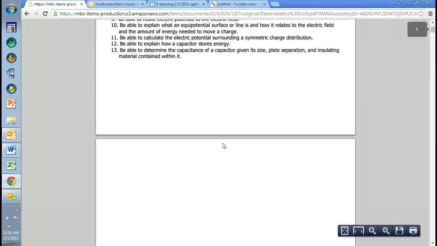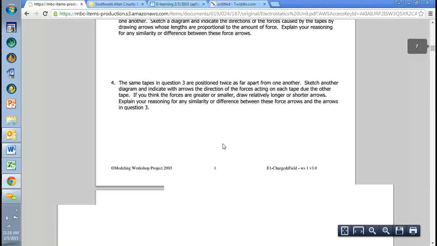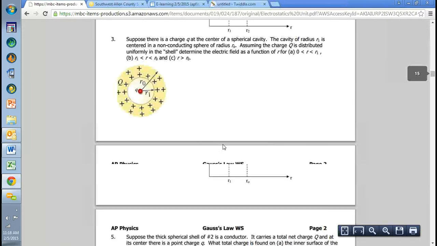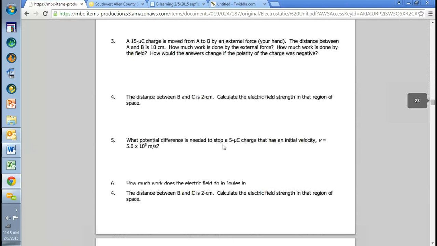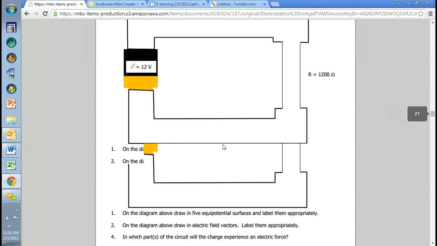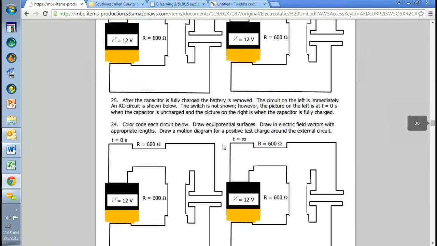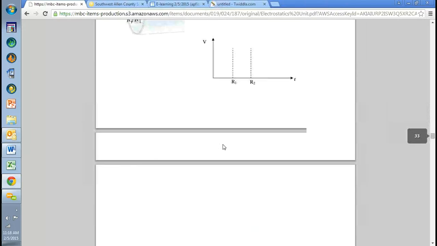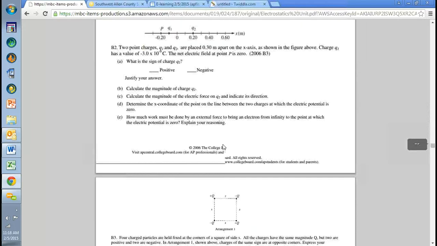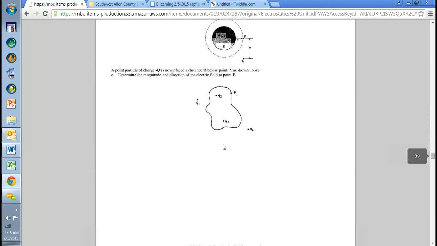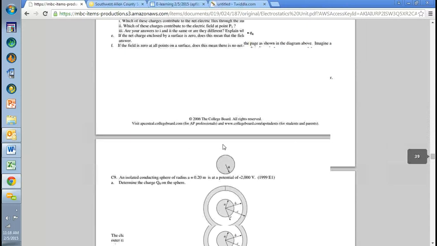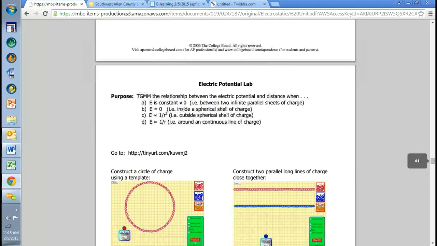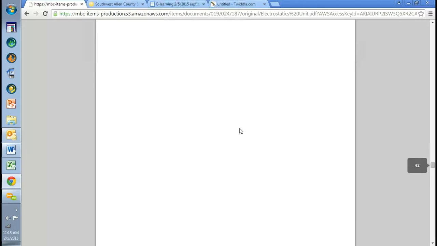Okay, so excuse me. Where's it at? Get there, get there. Okay, so right here it is. It's called the electric potential lab. Wait, is this it? No, this is not it. Sorry, that's not it.